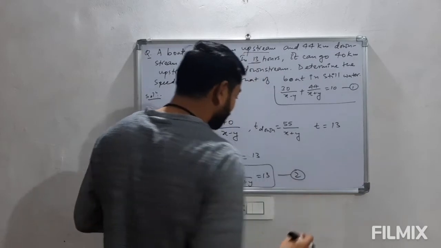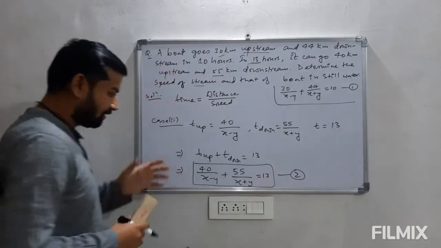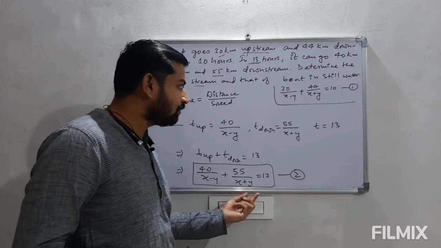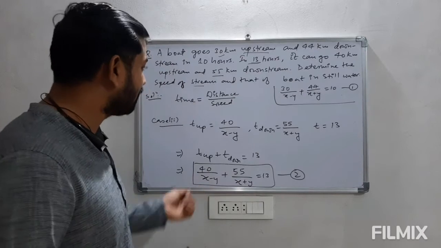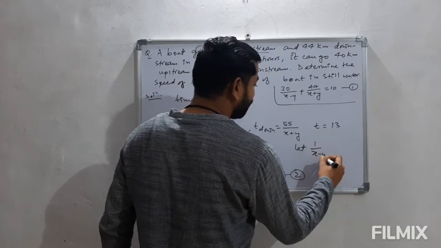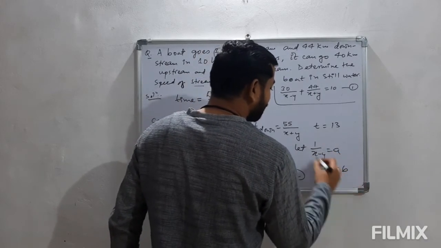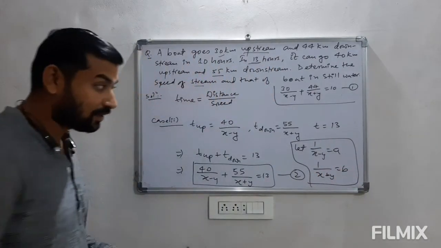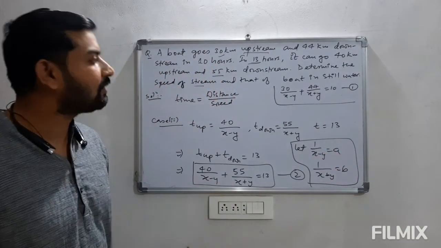This is our second equation. Now we can apply the same method which I discussed in the first part of this video, that is equations reducible to linear form. So you can try to solve these two equations. If we assume that 1 upon x minus y is equal to a and 1 upon x plus y is equal to b, then we can rewrite the equations in a and b. Firstly we find the values of a and b, then we can get the values of x and y.